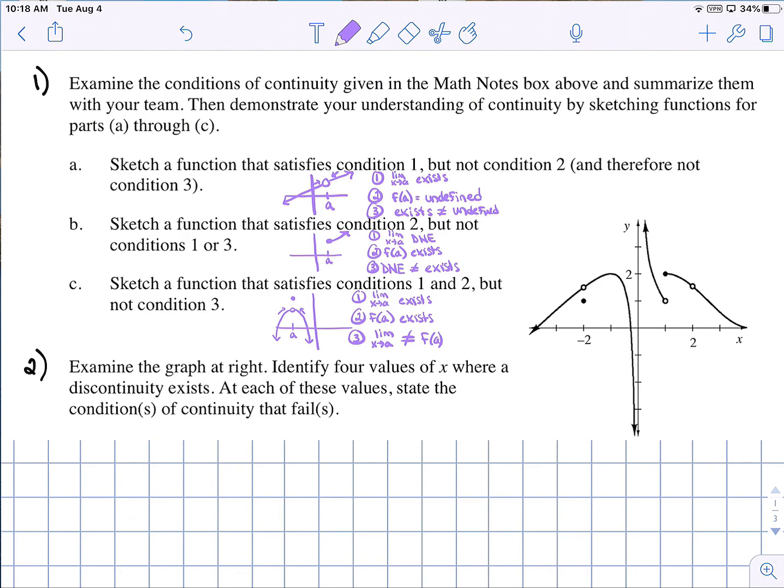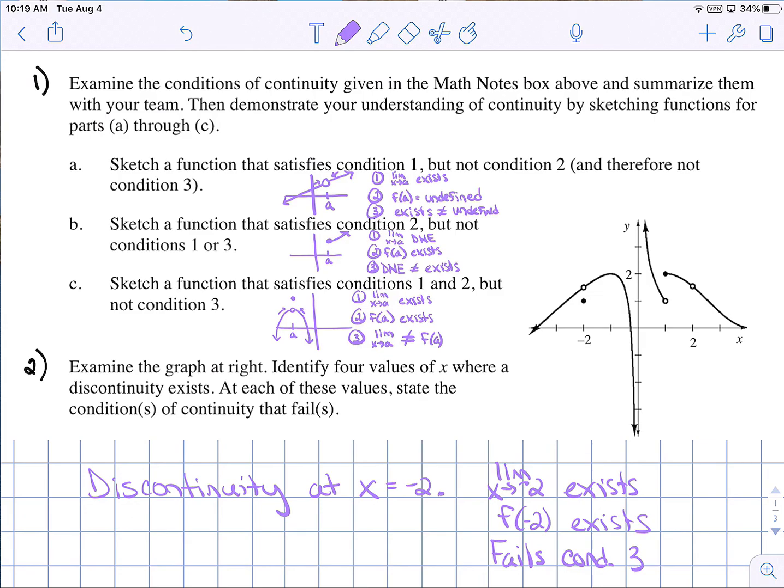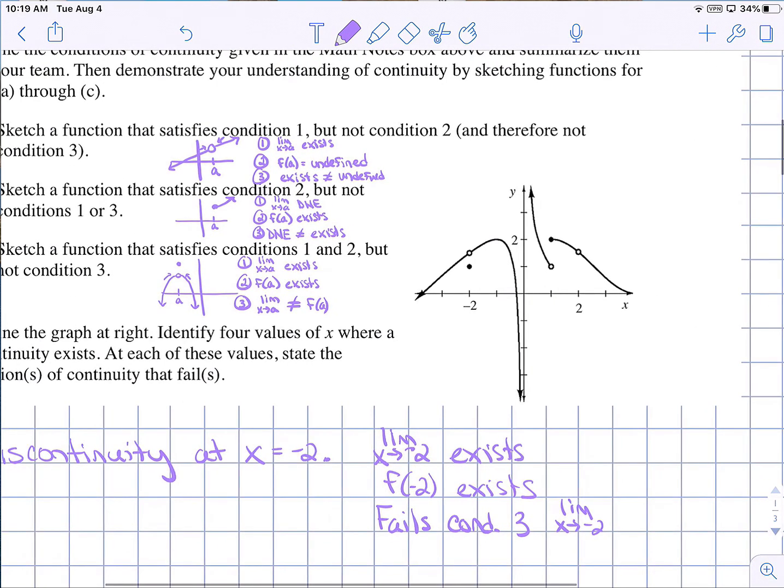So I'll give you an example of what it's trying to say here. For example, if we look at -2, we would say discontinuity at x equals -2. The limit as x approaches -2 exists. f of -2 exists, but it fails condition 3. The limit as x approaches -2 does not equal f of -2. Just like that last one we did. So this one fails condition 3 for that reason. Even though the limit exists, the point exists, the two are not equal.